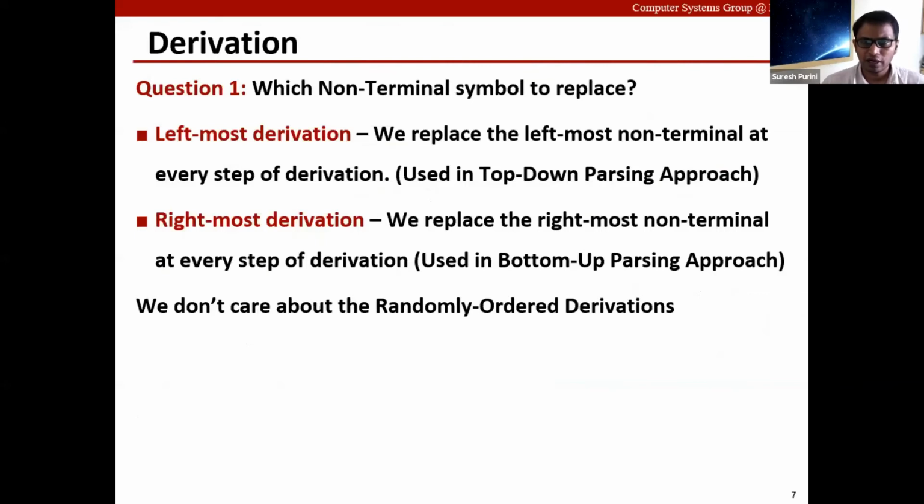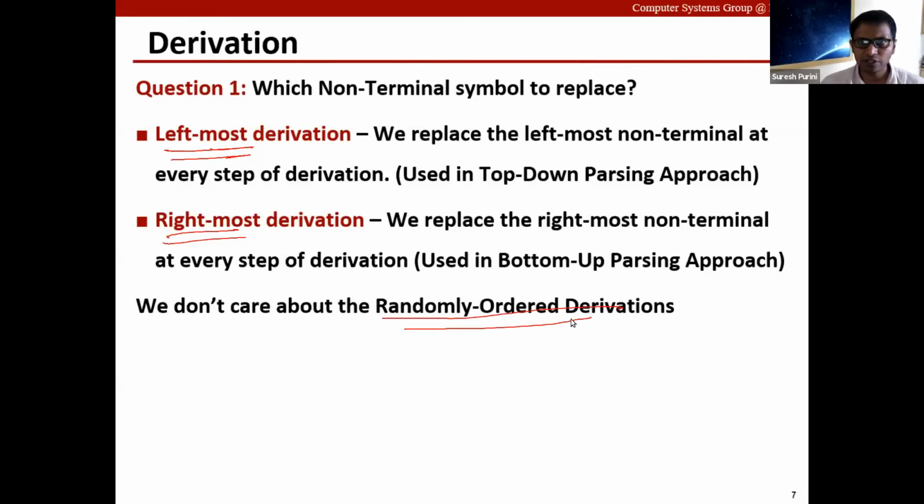If we replace the leftmost non-terminal symbol at every step of derivation, then we call such a derivation process a leftmost derivation. On the contrary, it is also possible for us to pick the rightmost non-terminal symbol at every step of derivation, in which case we construct what are called rightmost derivations. And we usually don't care about randomly ordered derivations.